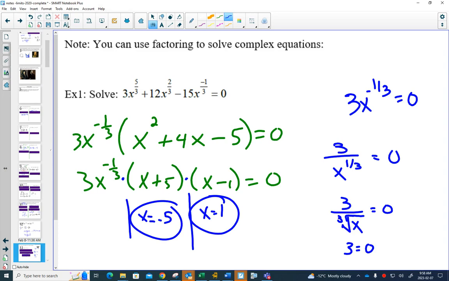But I wanted you to look at that because I think you'd be tempted. Because you see an x out front, you think, oh, it could be 0. But that x, if x is 0, that x would be on the bottom as a 0, and you're not allowed to divide by 0.